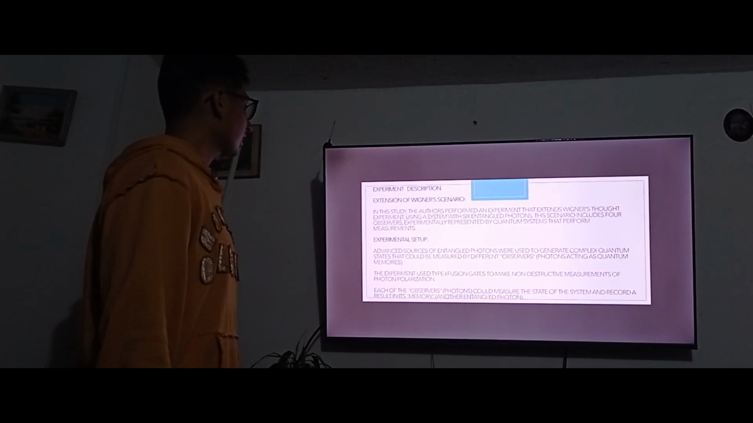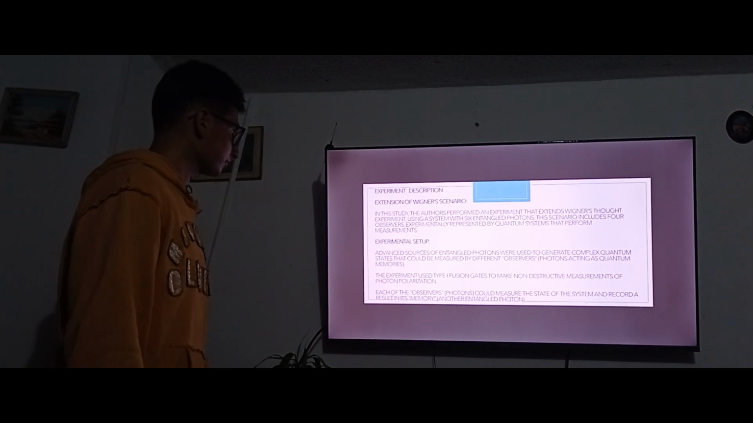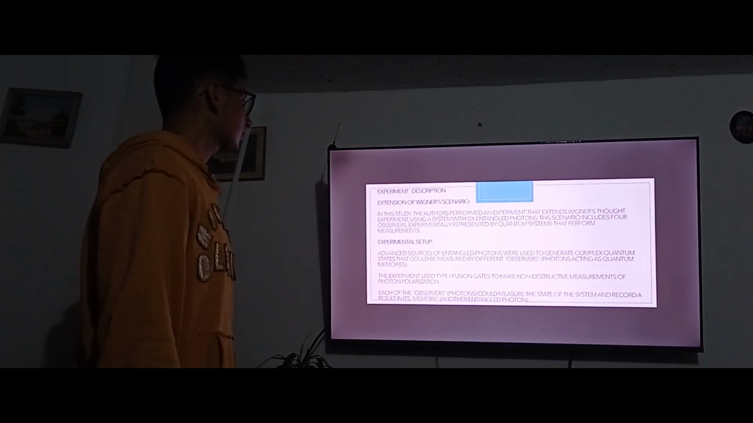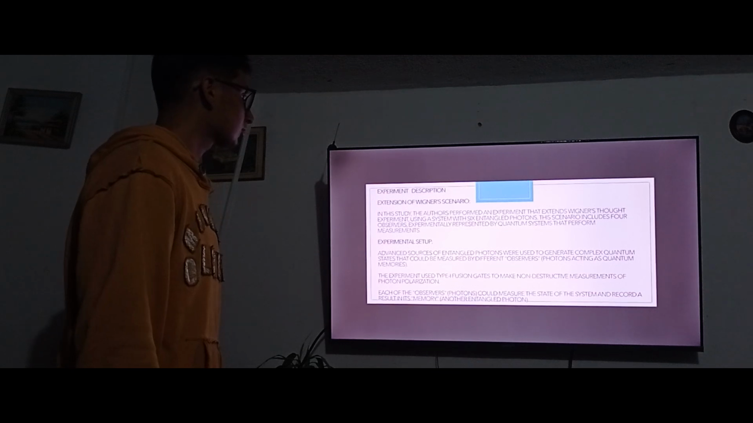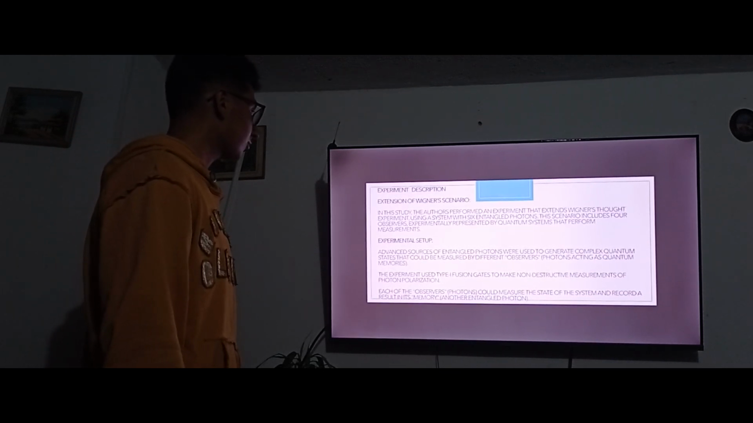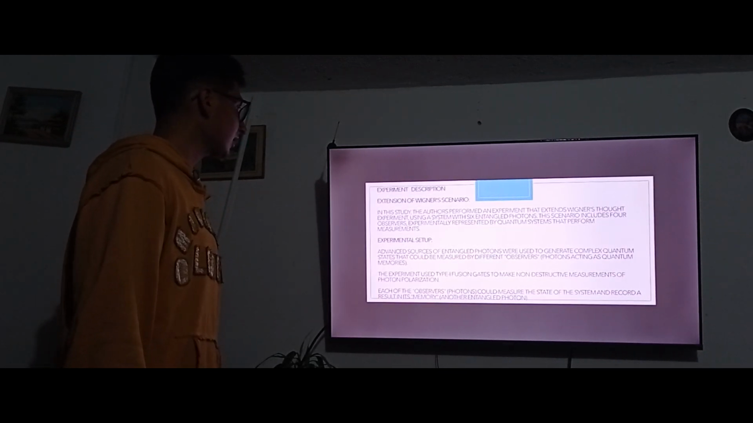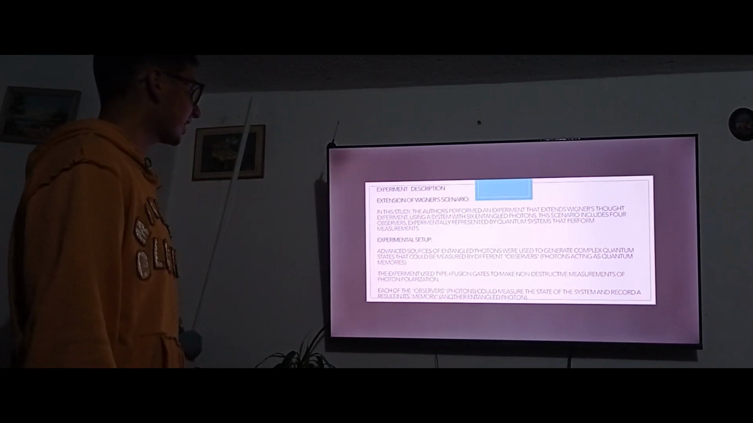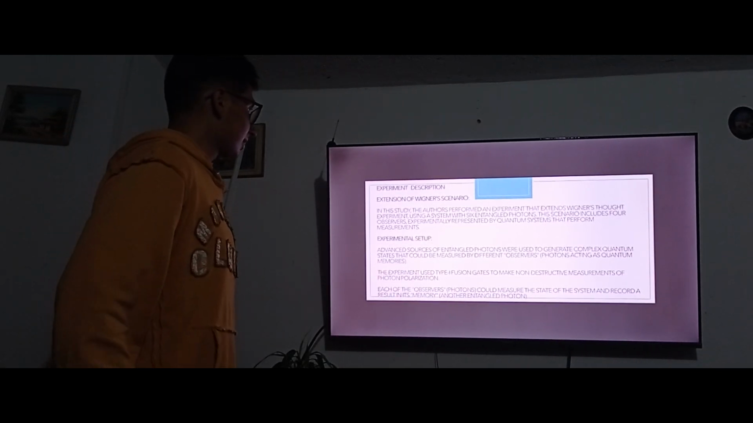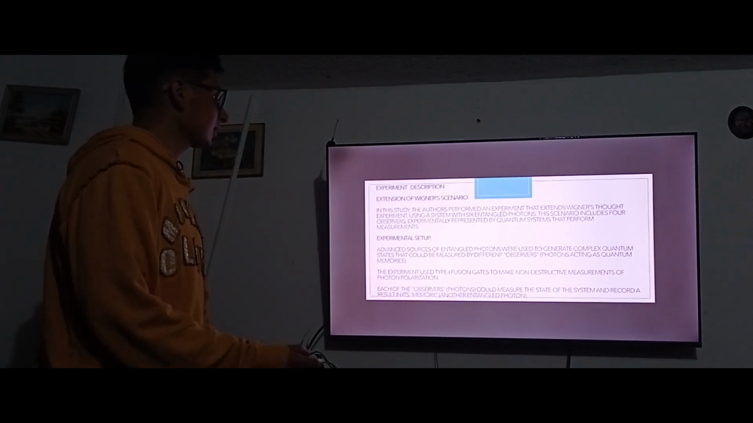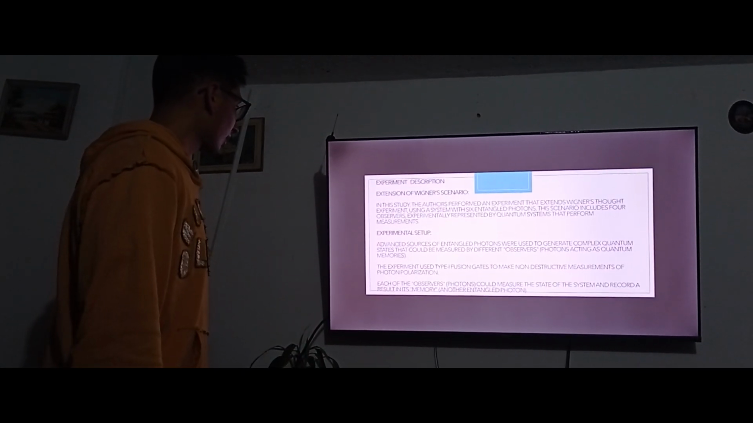Experiment description. Extension of Wigner's scenario. In this study, the authors performed an experiment that extends Wigner's thought experiment using a system with six entangled photons. This scenario includes four observers, experimentally represented by the quantum systems that perform measurements.